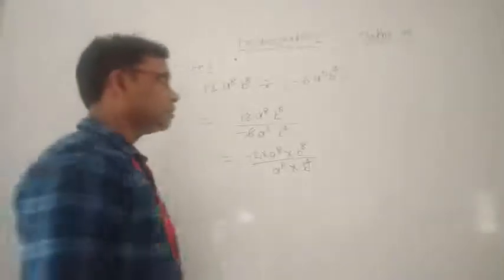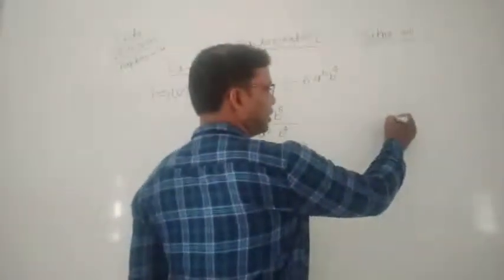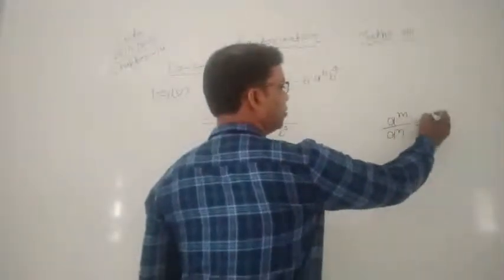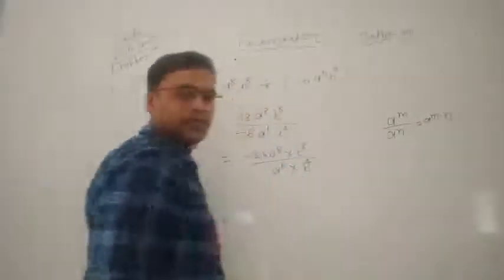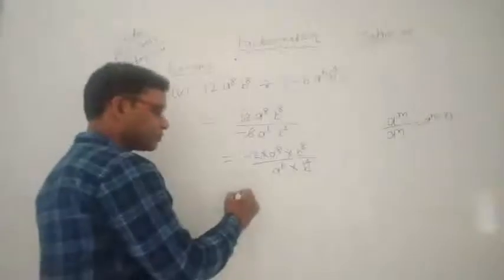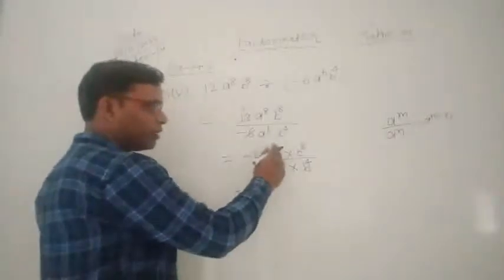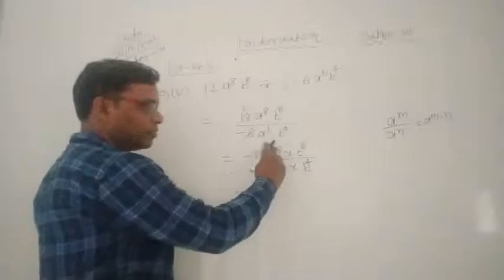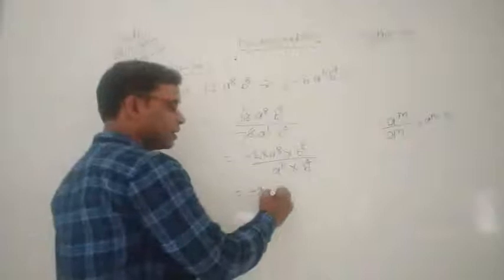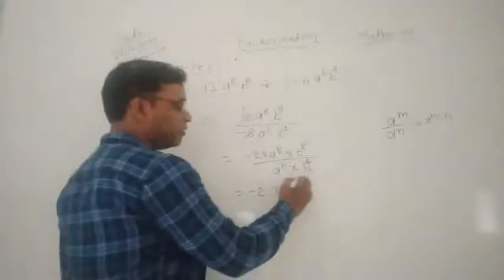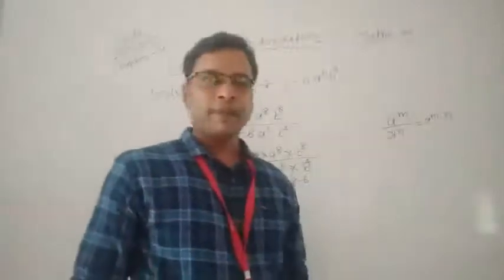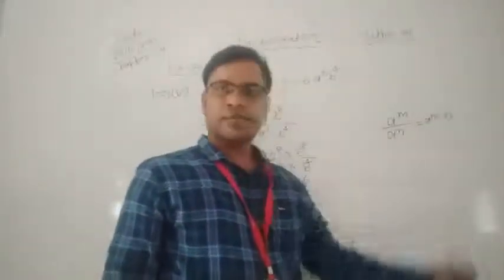Okay. So here we use the law of exponents: a to the power m divided by a to the power n is equal to a to the power m minus n. This is clear? Now here you can see minus 2 a to the power 8 and a to the power 6. The bases are the same and it is a case of division, so you can write it as a to the power 8 minus 6. When the bases are the same and the case is division, we can subtract their powers.